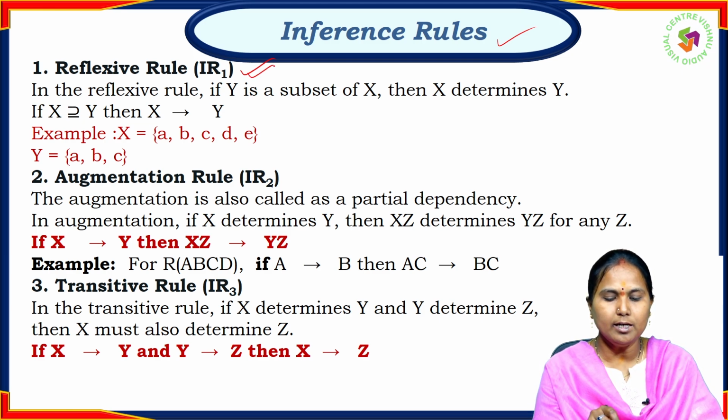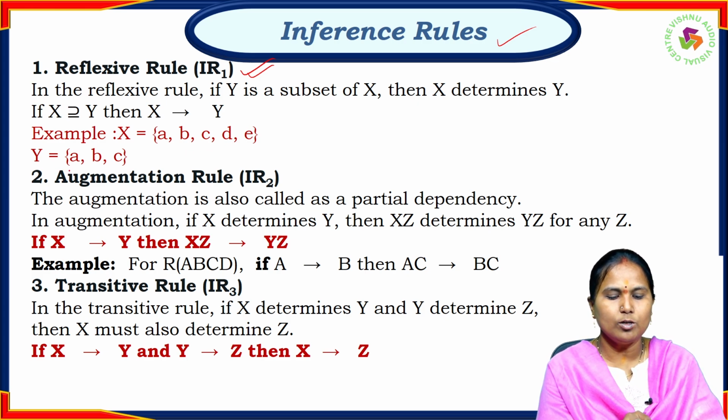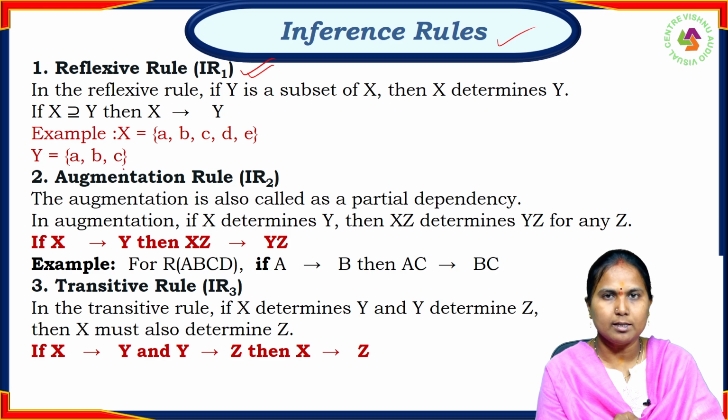So as per the description, A, B, C, D, E are the attributes. Y equals A, B, C. That means A, B, C attributes are a subset of x. If x determines y, it means y is a subset of x. This rule is called the reflexive rule. Y is dependent on x.